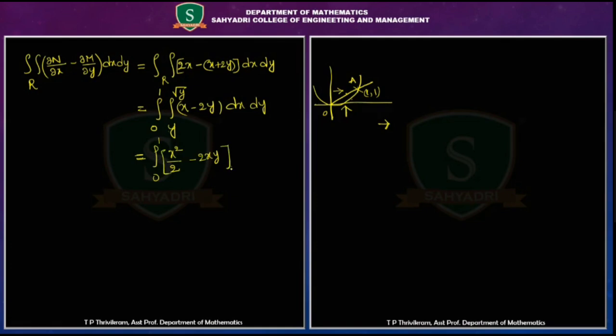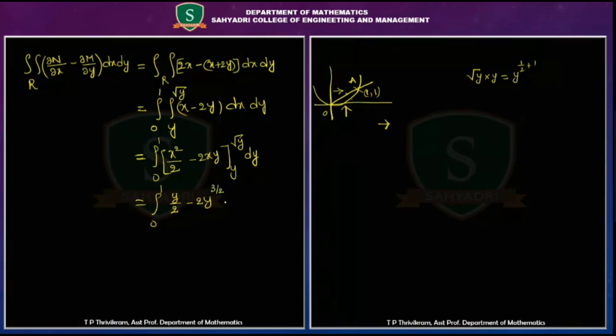Limits are from y to root y, dy. So this one equals integral 0 to 1. x square means root y whole square, that means y by 2 you'll get, minus 2 into root y. So root y into y can be written as y power 3 by 2, 1 by 2 plus 1. So that means y power 3 by 2.